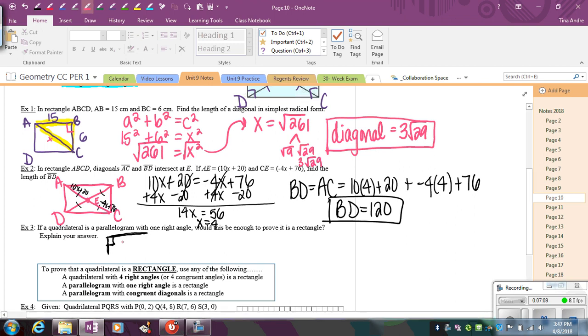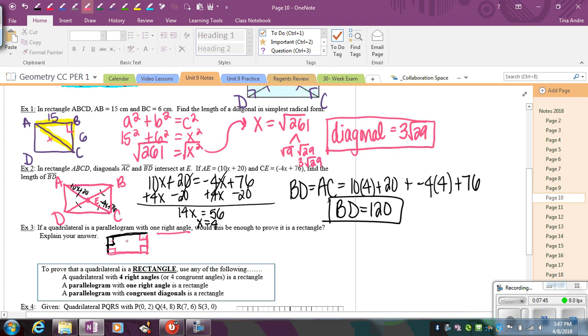Well, in a parallelogram, opposite sides are congruent, so that means this side has to be the same as what's over here. This side has to be the same as what's down here. Also, keep in mind your opposite angles are congruent, so that would make this a right angle. And consecutive angles are supplementary in a parallelogram, so if this is 90, this has to be 90. And if this is 90, this one's also 90. So any way you look at it, if you have a parallelogram with one right angle, that's going to be enough to prove it is a rectangle.